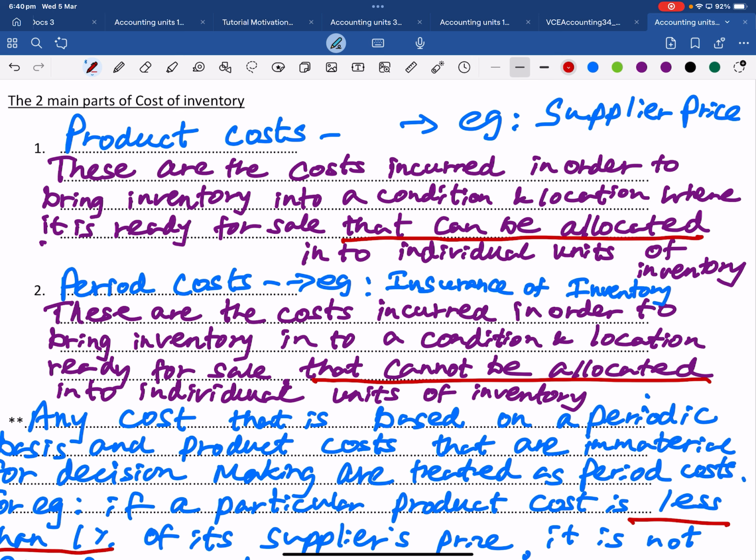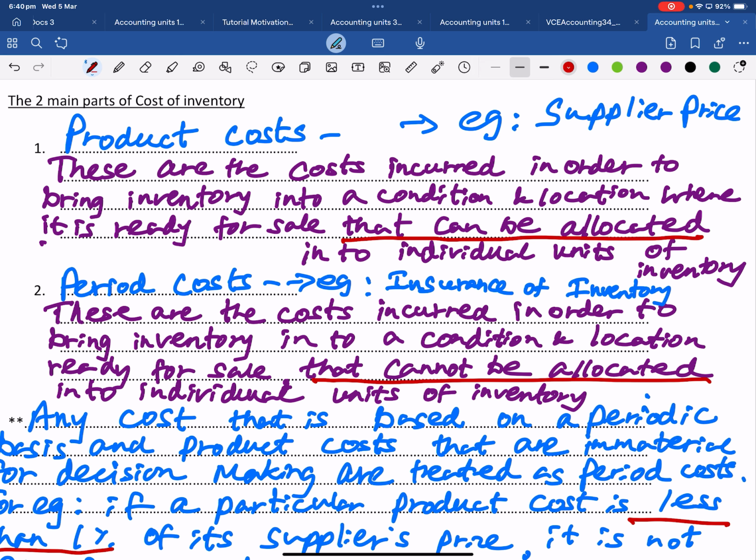If something happens to our inventory, then what will happen? We are basically losing. So then what should we do? We have to insure, so we have to pay for that. If we are paying those costs periodically, let's say per month or per annum, then we have to identify it as a period cost. Why? Because we can't logically allocate it into individual units of inventory.